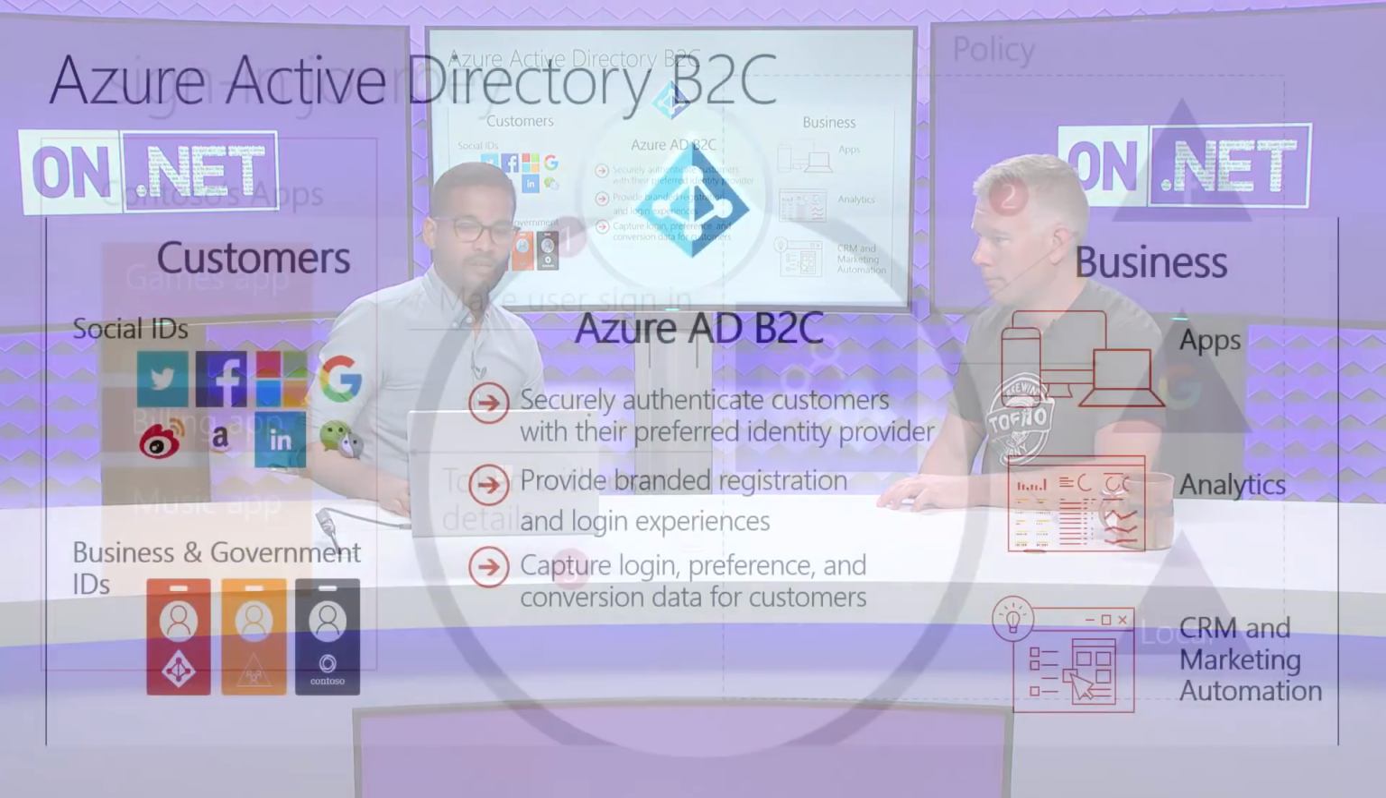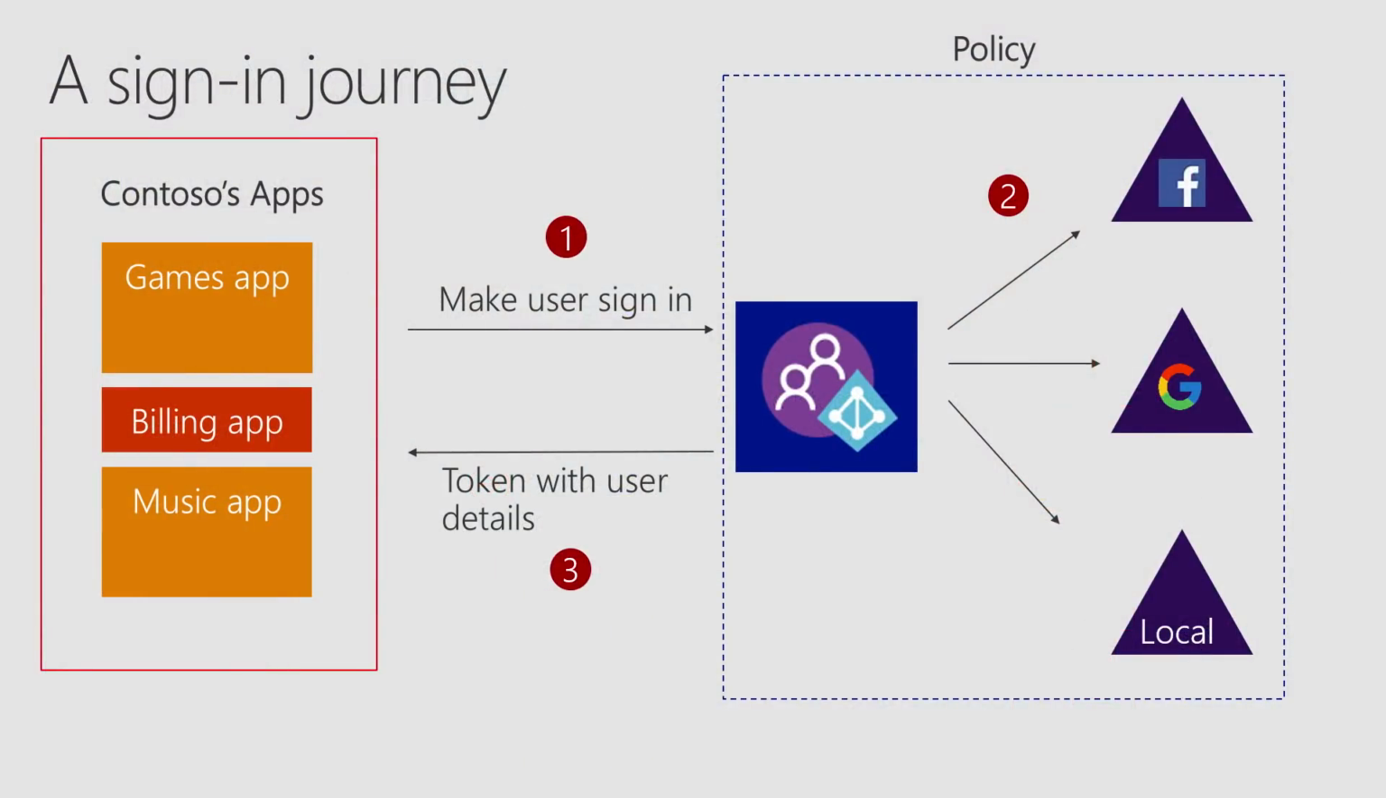Okay, so that's kind of the value prop. Maybe we should talk a little bit more about the flow of how the system works. Okay, yeah. So imagine a scenario, let's just call it Contoso, where there are 3 applications that Contoso is building: a gaming application, a billing application, a music application. And say there's a user named John.